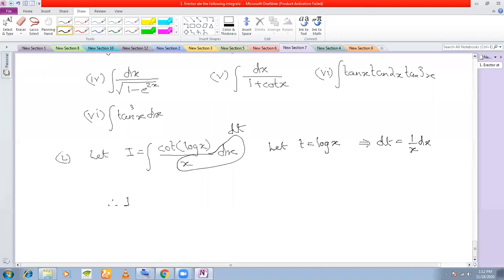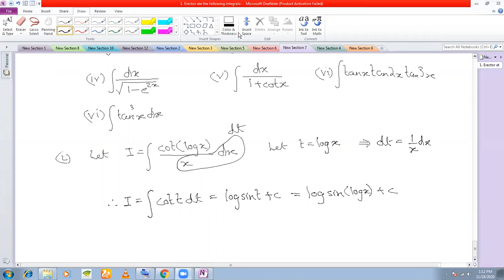So I becomes integral cot t dt. And what is the formula for cot x? It is log sin x. So this becomes log sin t plus c. And what is the value of t? Log x. So put it there: log sin(log x) plus c. Is it clear? I'll do one more, and then I'll continue in the next class.